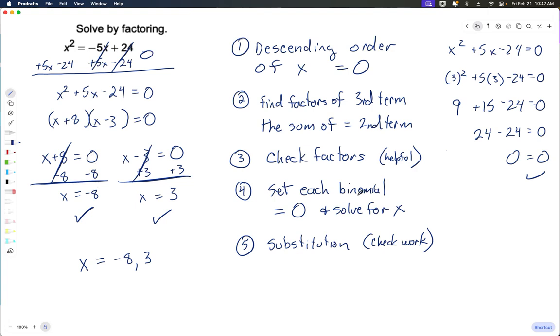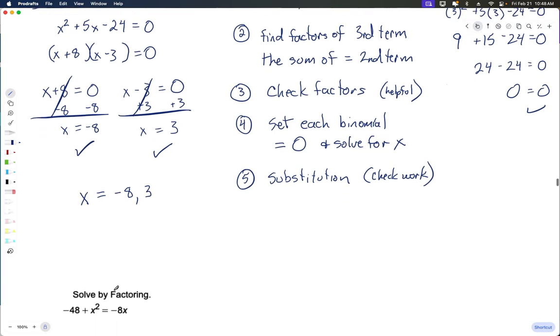Then you're going to set each binomial equal to 0 and solve for x. So x plus 8 is 0, ends up being that x is equal to -8, and x minus 3 is equal to 0, ends up that x is equal to +3. Then we do a substitution to check our work. We did -8, and then we did +3. And both of those equaled 0 at the end, so they were both the correct answer. So these are the things that you would put in the blanks for this problem.